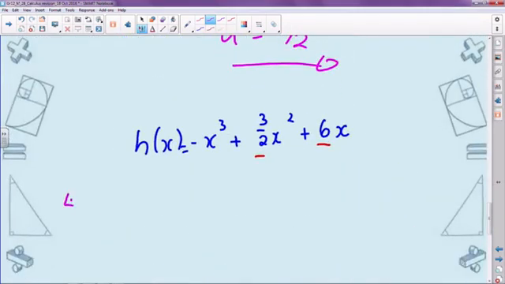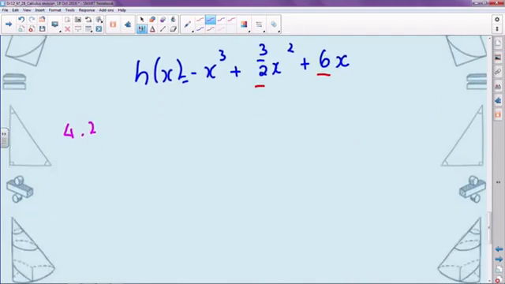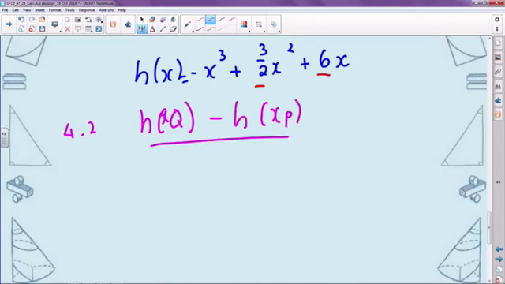So this is 4.2. To find our function value, let's do it like this. It's the function value of h at the point Q minus the function value at the point P, all divided by the x coordinates of those points. So x value at point Q minus the x value at point P.